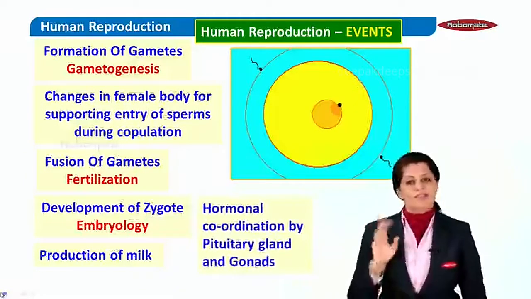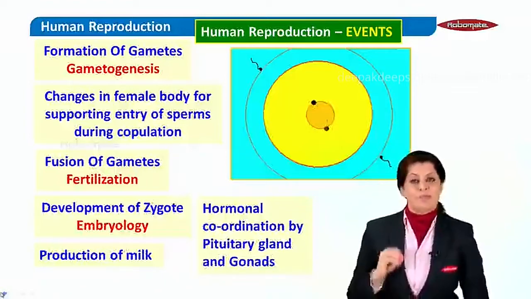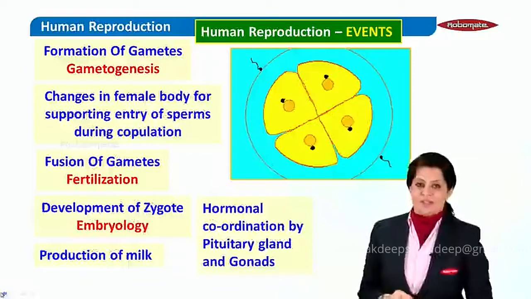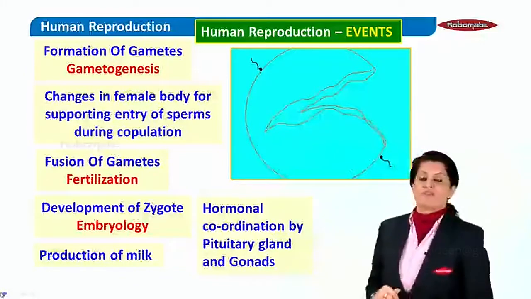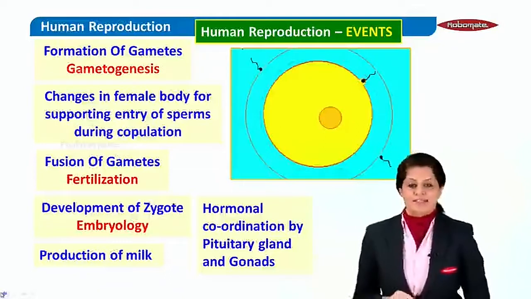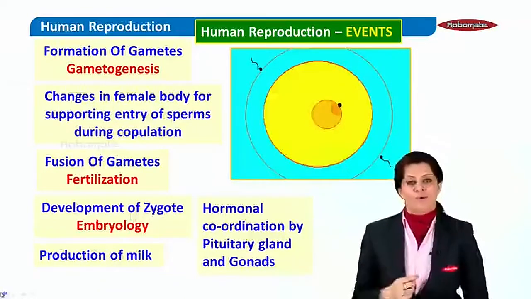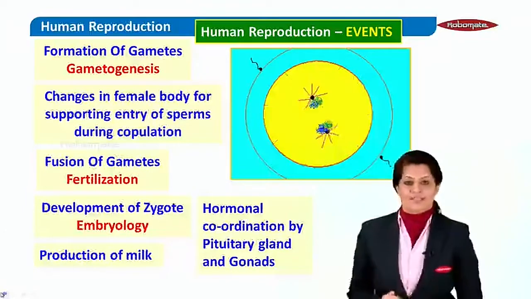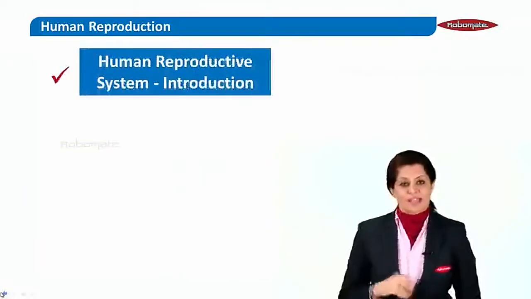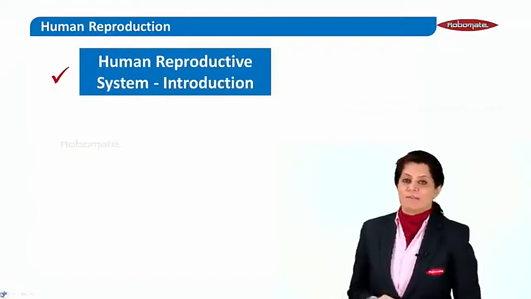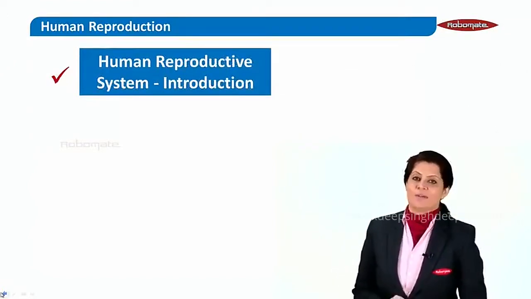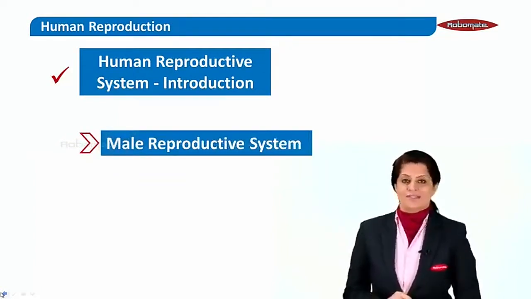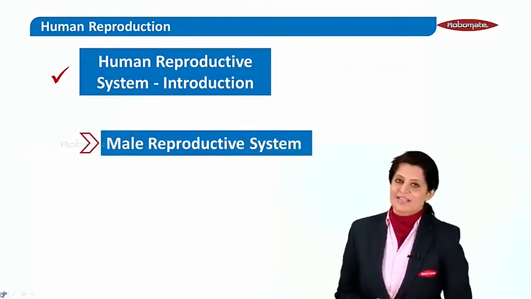And all these sequences, students, are beautifully supported by the hormonal coordination by your master gland, pituitary, and gonads. There is an interplay of hormones by pituitary and, be it ovary or testis. Now in this module, students, we talked about the introduction to the human reproductive system. We are going to be continuing with the male reproductive system in the next module. Till then, take care.